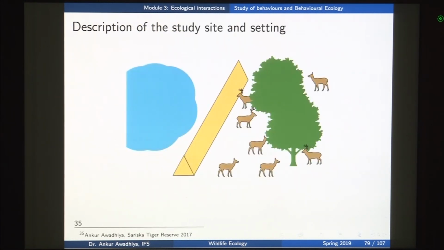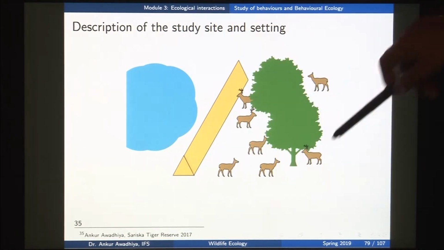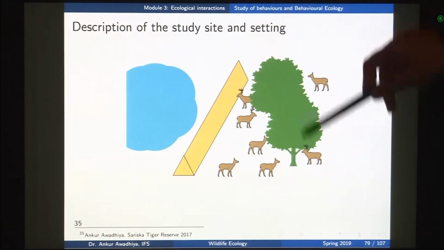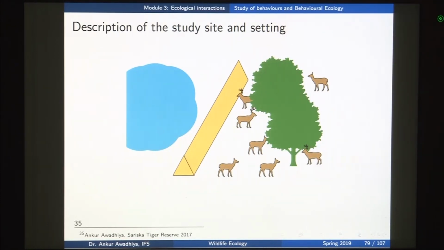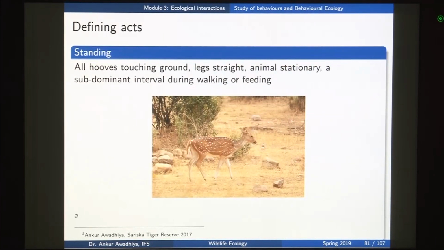For instance, this is one exercise that we did in Sariska. There was a water body, there was this elevated road, and on this side we had some cheetals and there were some trees here. This is the description of the study site, and then we define different acts. Sitting is abdomen touching the ground, legs folded and stationary. Standing is all hooves touching the ground, legs straight, animal stationary, and this is a subdominant interval during walking or feeding, and so on.